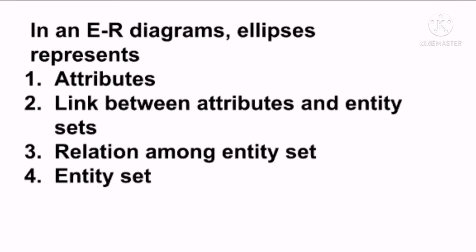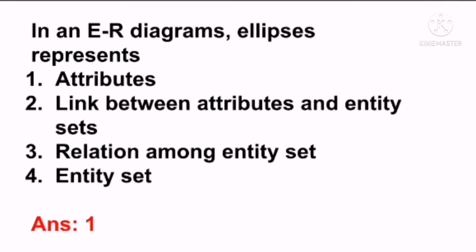Next, in ER diagrams, ellipse represents. ER means entity relationship diagrams. So the options are first one, attributes, second one, link between attributes and entity sets, third one, relation among entity sets, fourth one, entity set. So ellipse represents attributes. In ER diagrams, ellipse represents attributes.